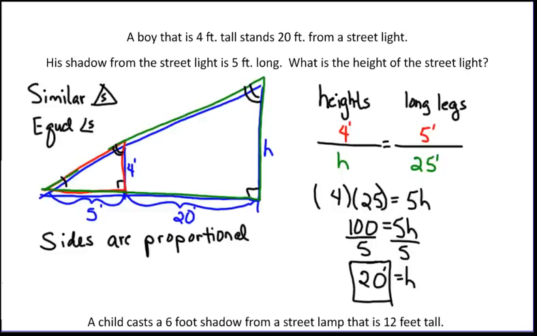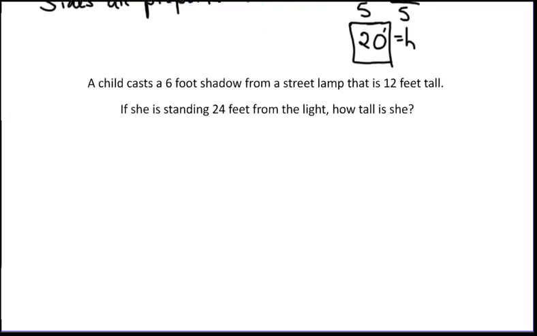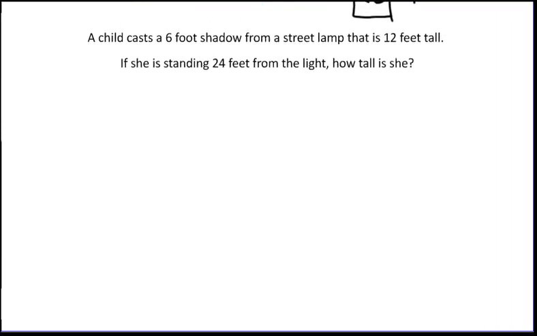Okay, let's do another problem that is like that one. Here we have a child that casts a 6-foot shadow from a street light that is 12 feet tall. If she is standing 24 feet from the light, how tall is she? Now this time we do not know the height of the child. But let's still draw ourselves a picture. This line will represent the height of the child, and this line will represent the street light.